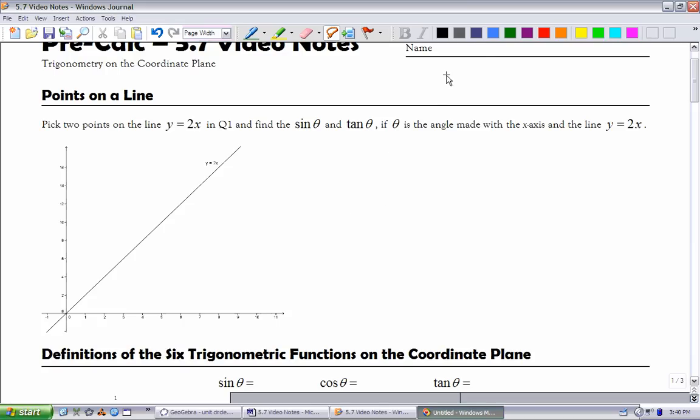Okay, we're going to start 5.7 here. Nice thing about 5.7 is it's a wrap up of all the things that we've done so far. So we're going to start with a couple examples and lead to some discoveries here.